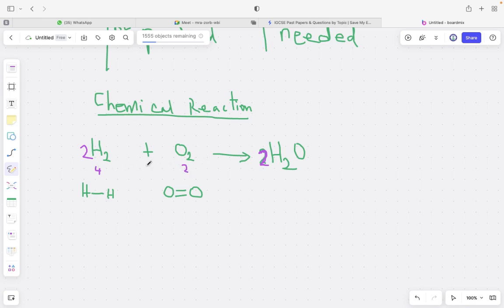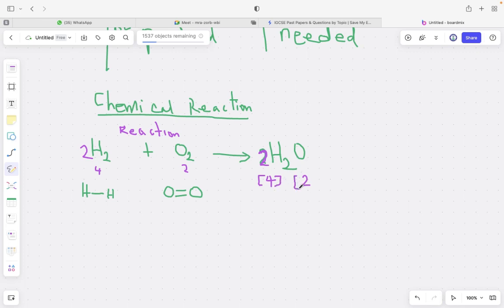So this is what we have on the left, the reactant. In a chemical reaction, we have the reactant and we have the product. In the reactant side, you see 4 atoms of hydrogen, 2 atoms of oxygen. Here in the product side, you also have 4 atoms of hydrogen and 2 atoms of oxygen. So you can see the equation is balanced. When you have this, then you say the equation is balanced.